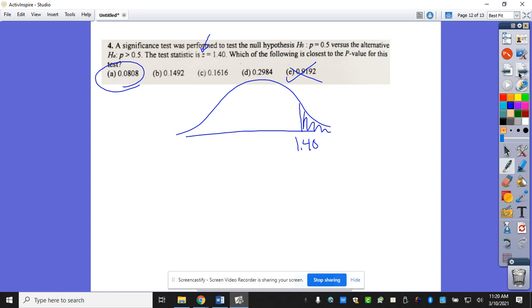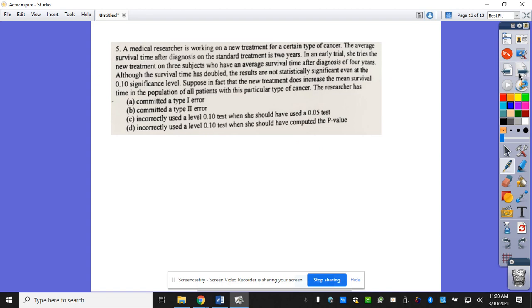The last one, wording of this one's a little bit funny. A medical researcher is working on a new treatment for a certain type of cancer. The average survival time after diagnosis on the standard treatment is 2 years. So that's my what? That's probably going to be my null hypothesis, because that's what it was initially, which is more than you need to be doing there. Early in the trial, she tries the new treatment on 3 subjects who have an average survival time after diagnosis of 4 years. So we end up getting an x-bar of 4 years.